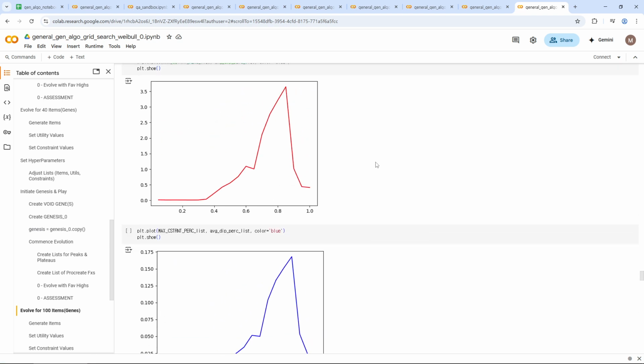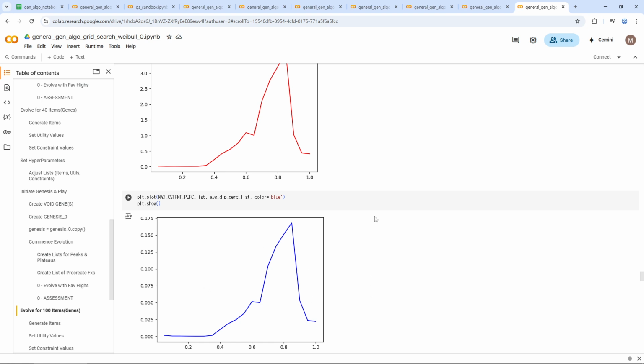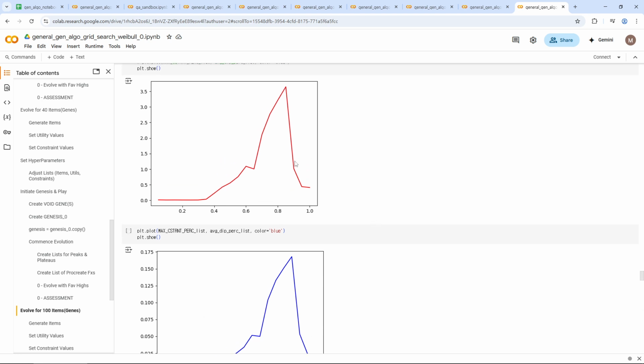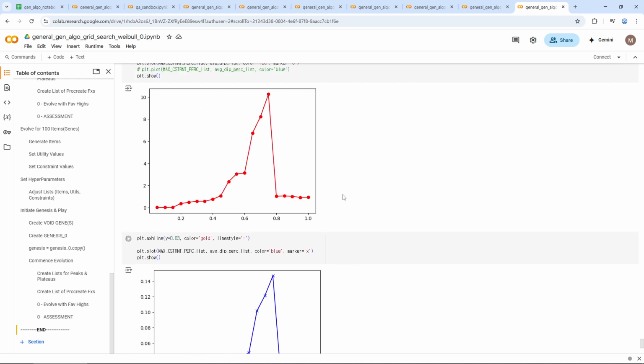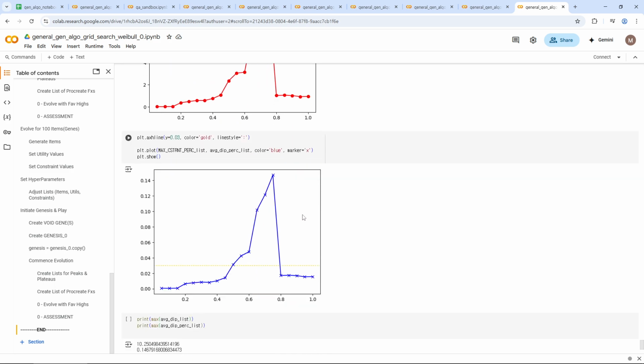This is when I have 40 items. Again, very same. But see, we come down a bit later. And then this is when we have 100 items. Again, the average dip percentage is back at its lowest after 0.75. So the peak is at 0.75 when it comes to the maximum constraint percentage, and the dips don't happen until 0.4, 0.5, 0.55.